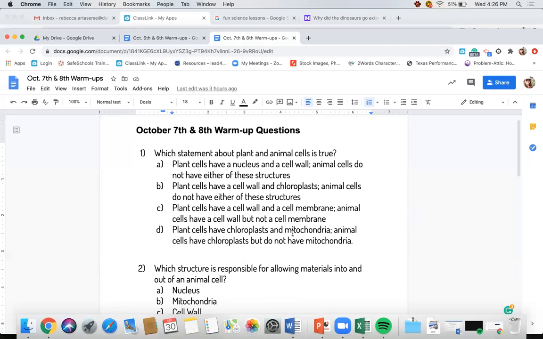And D is the last one. Plant cells have chloroplast and mitochondria. Well, yeah, chloroplast, again, that's where photosynthesis occurs. And mitochondria, that's the powerhouse of the cell. Plant cells have mitochondria. But animal cells have chloroplast but don't have mitochondria. Again, those are switched. Our animal cells definitely have mitochondria. That's where our cellular respiration occurs. But we don't have chloroplast because, again, animals are typically heterotrophs and they are consuming their food to get energy. They're not making it. So we don't need chloroplast. So the correct answer is B as in boy.